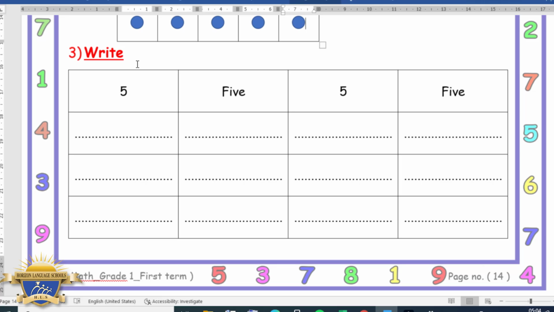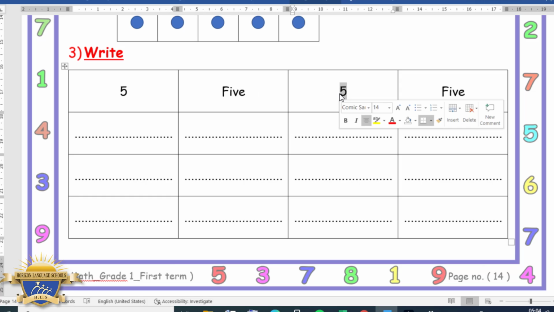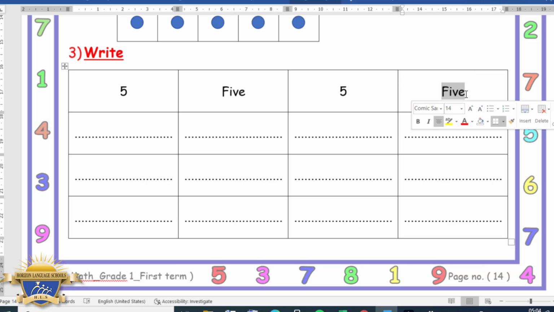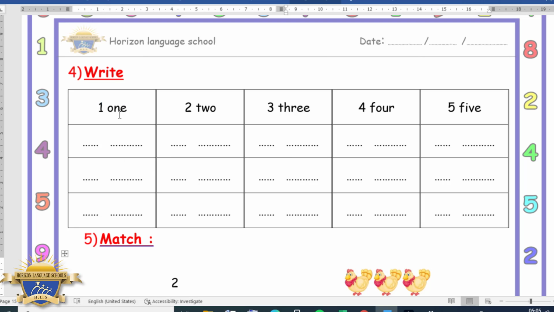Now I want you to write 5 in digits and 5 in letters, F-I-V-E. Now let's complete lesson 5. Now as a review, we will write from 1 to 5.